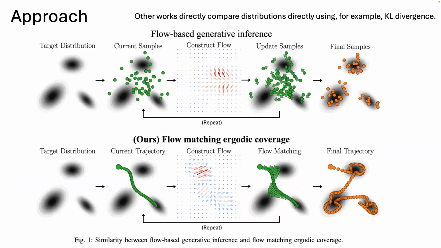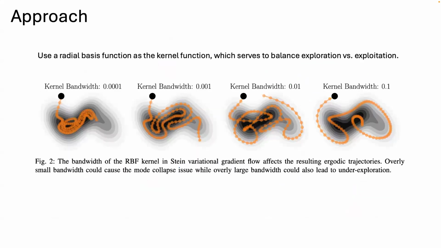Okay. And so you're not directly comparing the distributions to each other, you're comparing the gradient flow of the distributions to each other. And so, as I was talking about, we create our spatial distribution with this kernel function. They use a radial basis function.